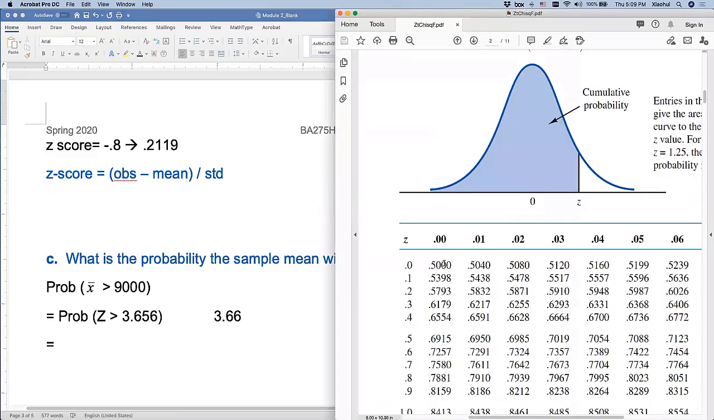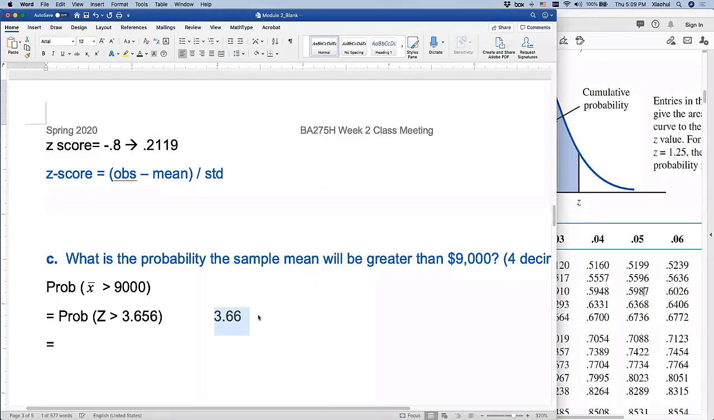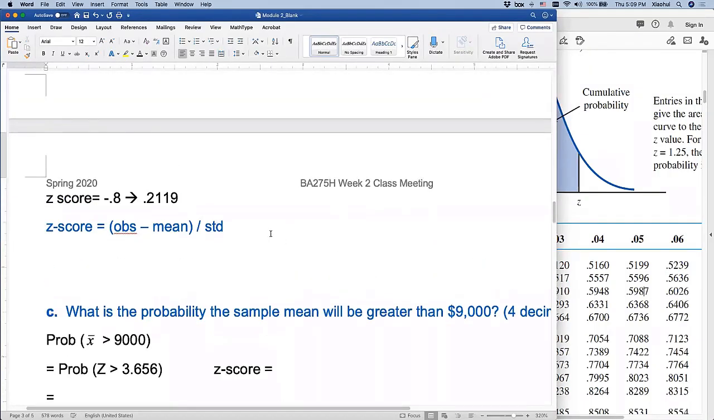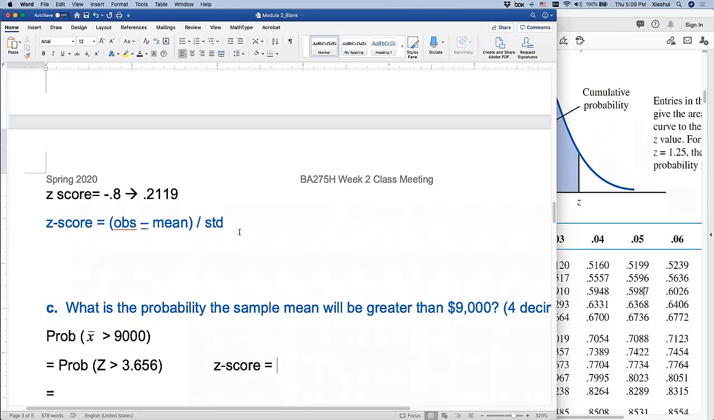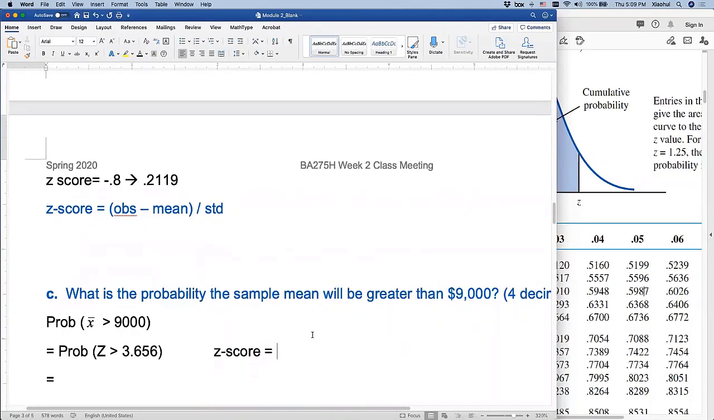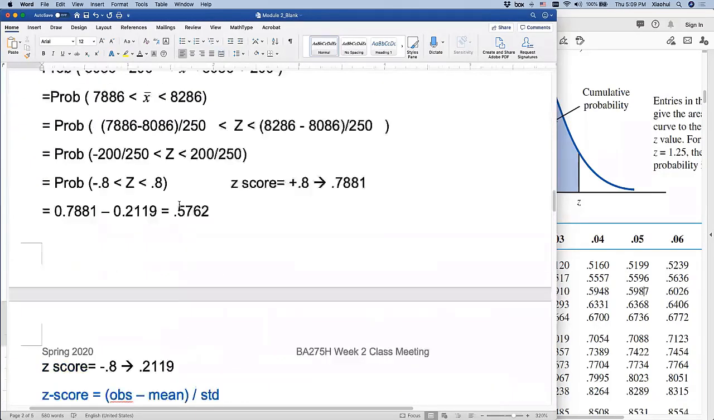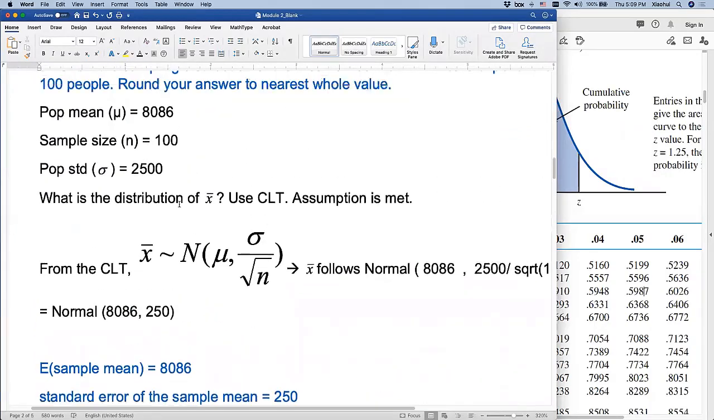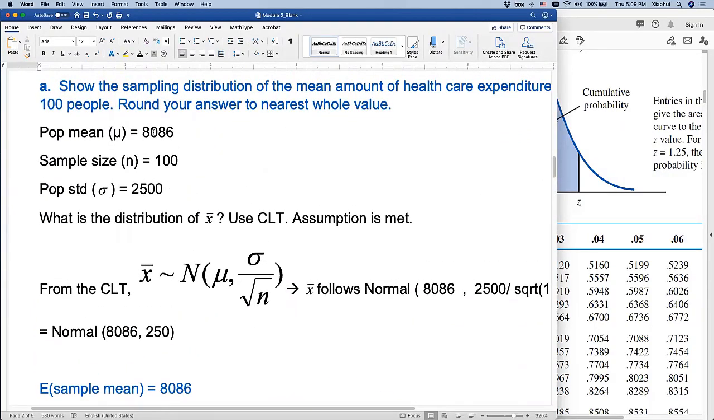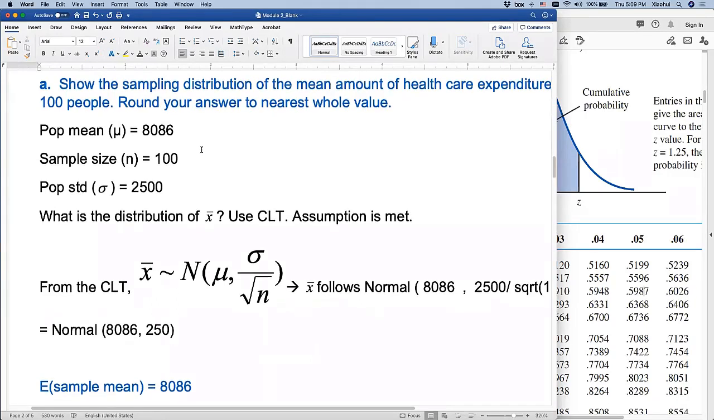Wait, can you explain how you got that 3.656 number again? Yes, okay. I want to find a z-score. The formula is given here: observation minus mean divided by standard deviation. The observation is 9,000. I'm going to minus the population mean. Let's take a look. The population mean is 8,086, and we have to divide by the standard deviation, which we found here, 250, right? 250. You guys see it?